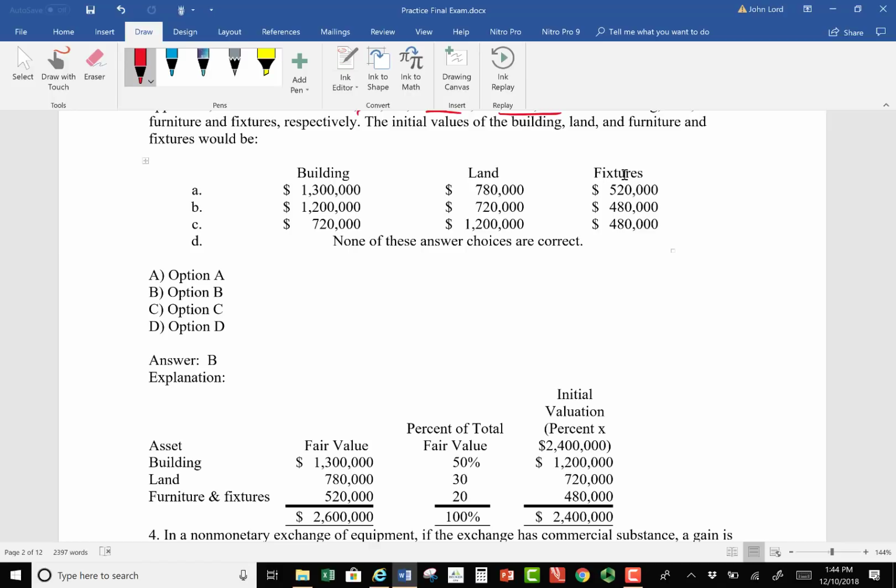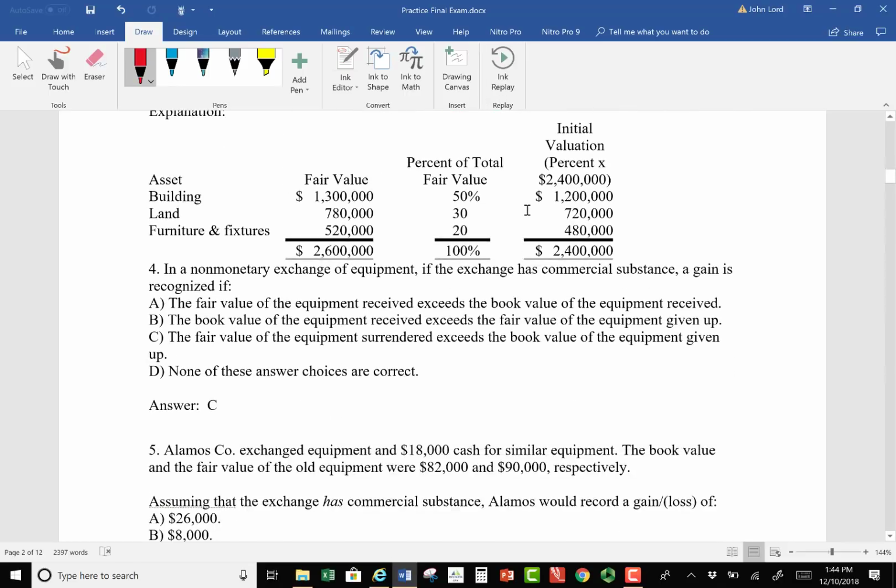It is very easy to make that mistake, to calculate all these percentages, and then all of a sudden you pick up the wrong percentage and they're not asking you about that asset. Okay, other than that, this should be pretty easy. Okay, all right, now number 4.